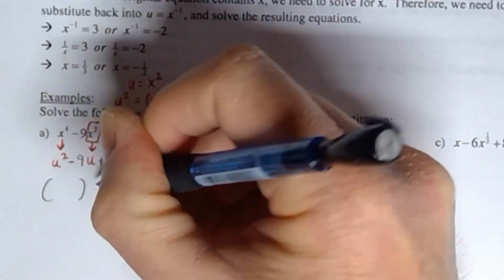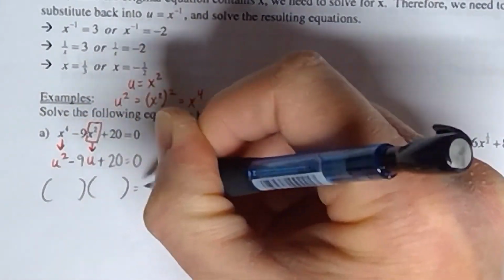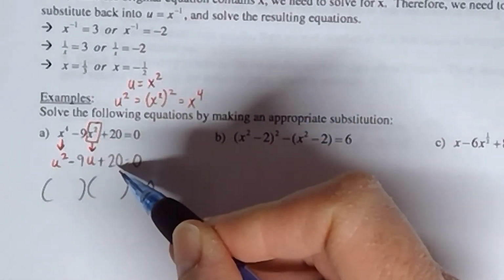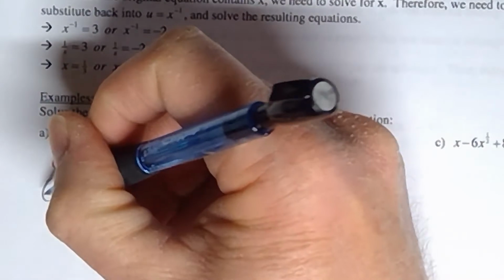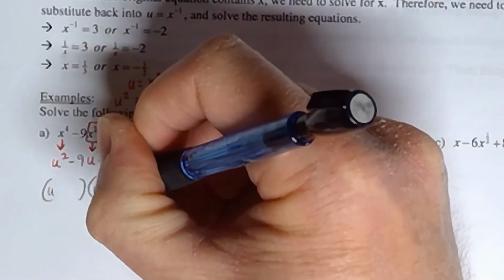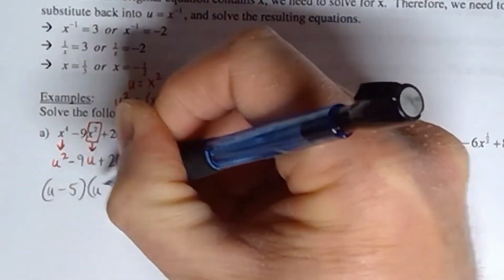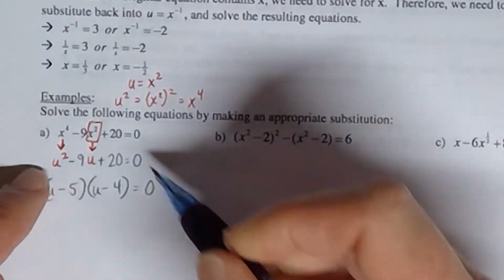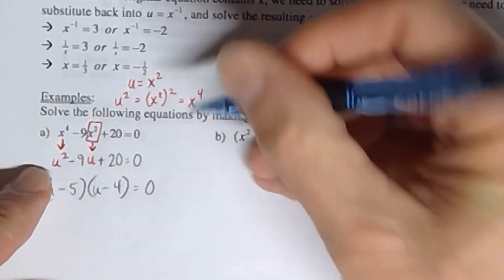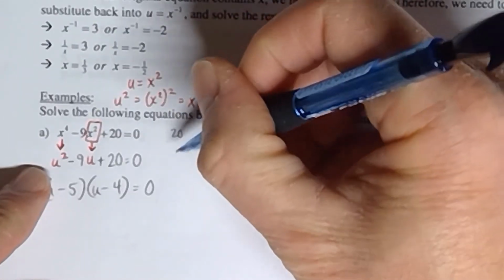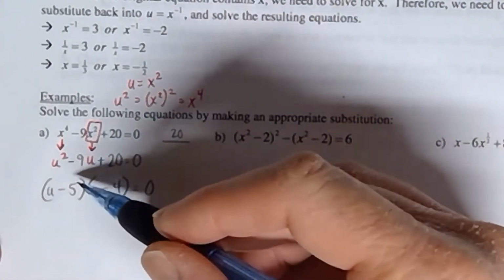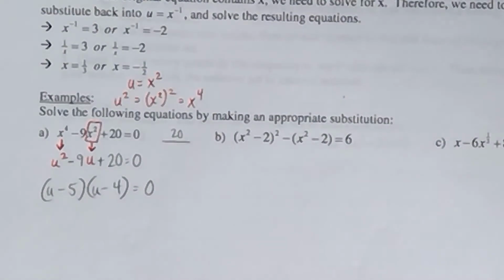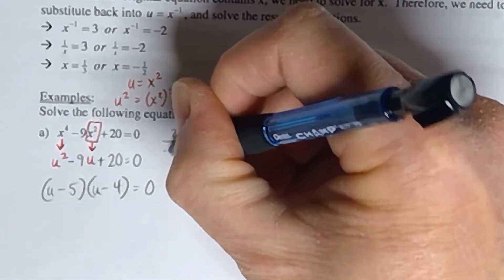This ends up being the Berry method based on the way that it looks, because you have all three terms here with the 0 on the other side. And that ends up being what? Isn't that negative 5 and negative 4? If you have 1 times 20 is 20, and we need two numbers that add to negative 9, well, that would be negative 5 and negative 4.